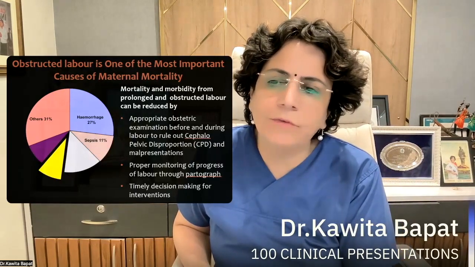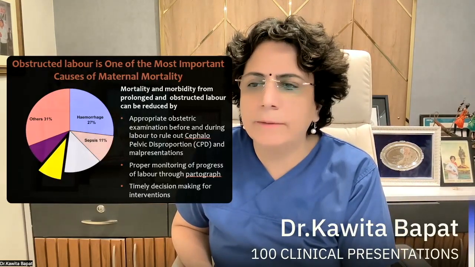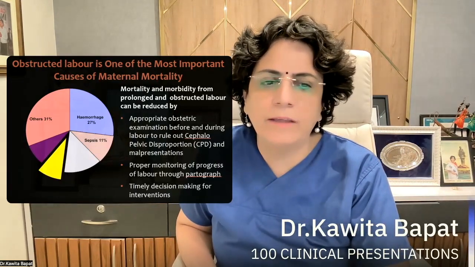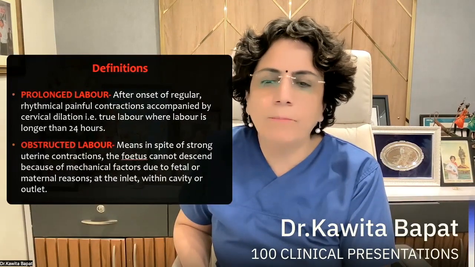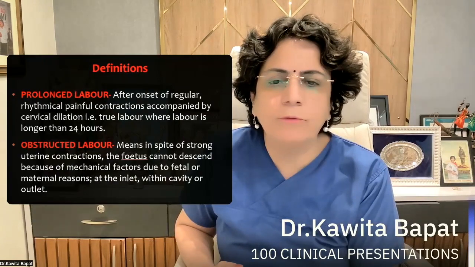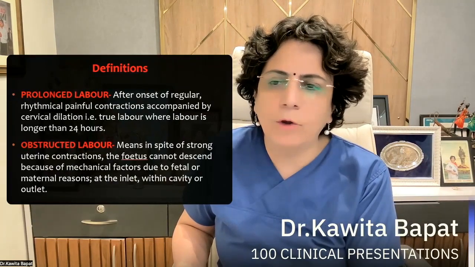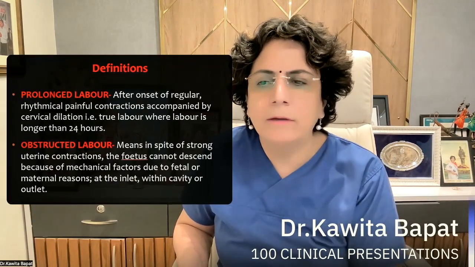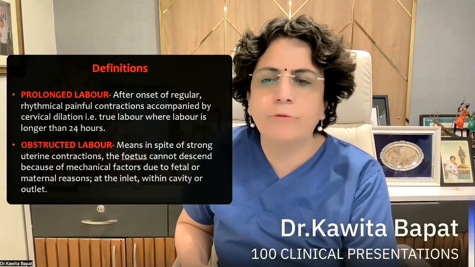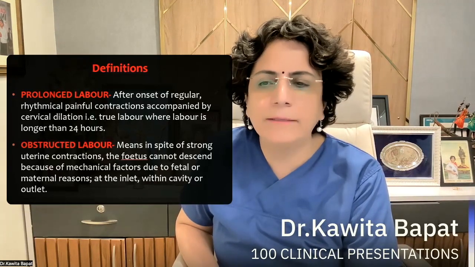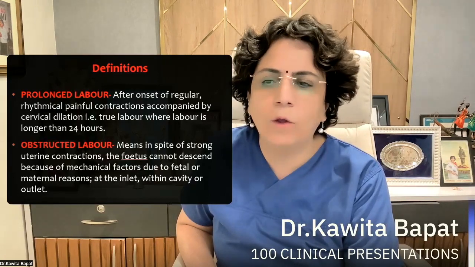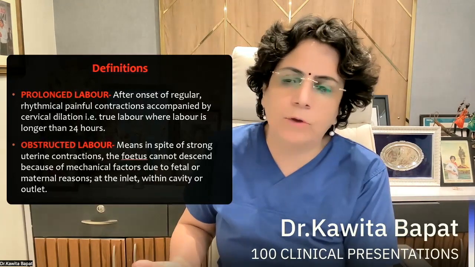Then, other causes of maternal mortality, hemorrhage and sepsis, are important, but obstructed labor is also one of the very important topics. Now, before talking about obstructed labor, we should know a few definitions. What is prolonged labor? After the onset of regular, rhythmic, painful contractions accompanied by cervical dilatation, that's true labor, when the labor is longer than 24 hours, that is prolonged labor.